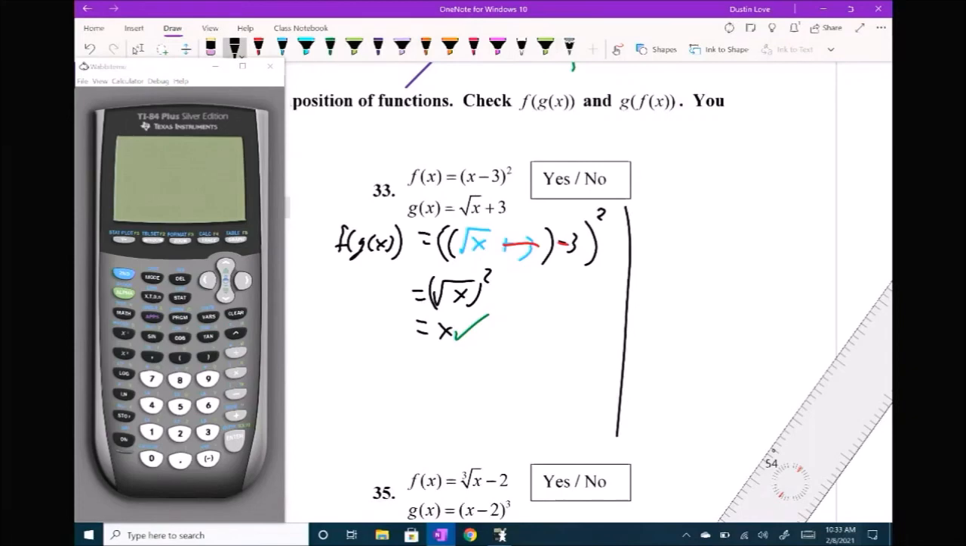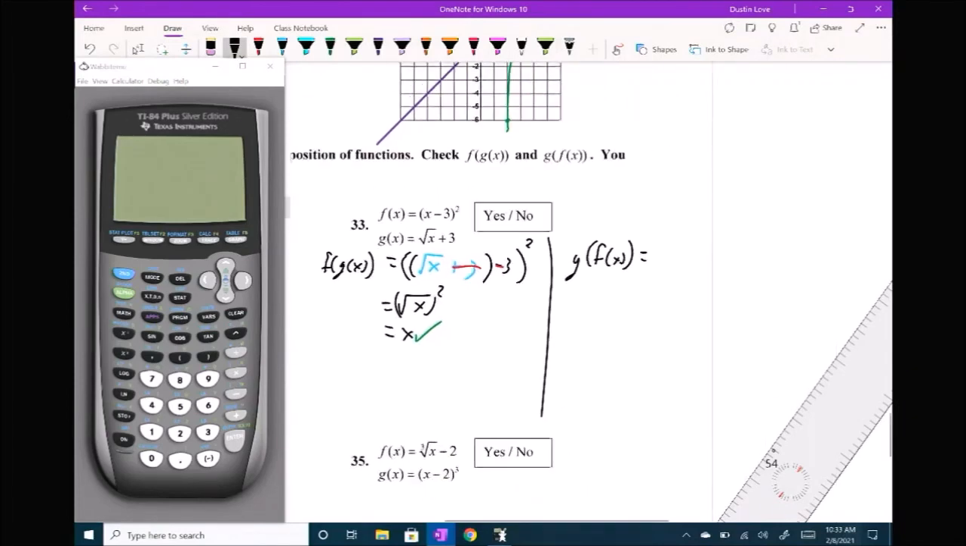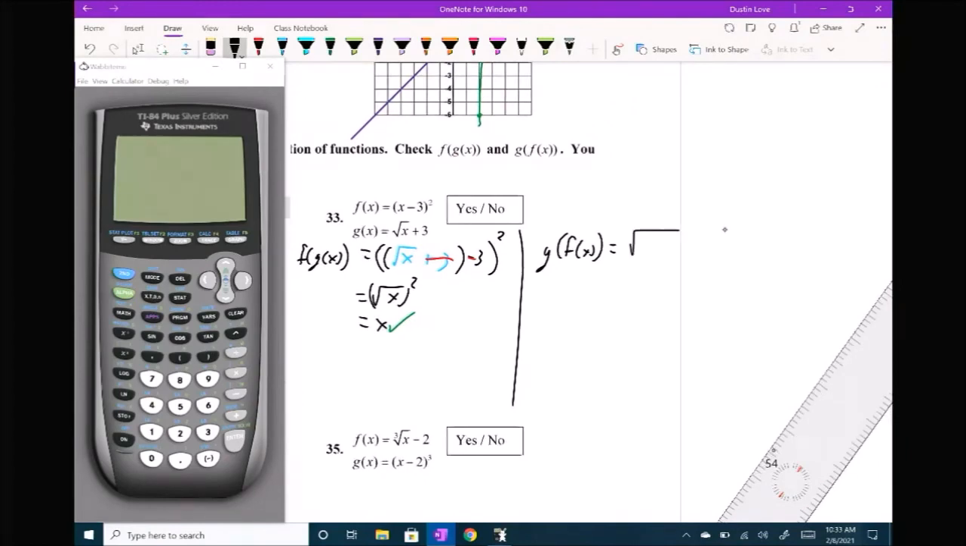Now let's do g of f of x. Start with g, so square root of x plus 3. And where the x was, we're going to replace that with f. We're going to replace that with x minus 3 squared. So now our square root and our squared cancel, and that leaves me with x minus 3 plus 3, and then those two 3's will collapse down to just x. So that one worked, so our answer is yes.